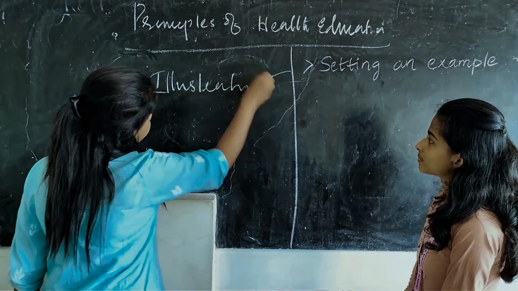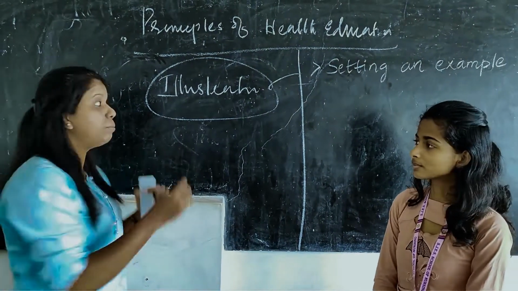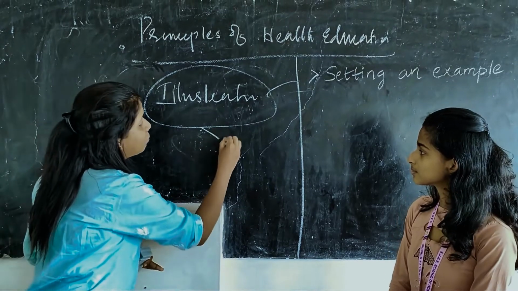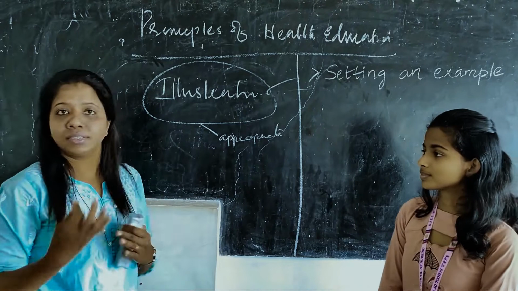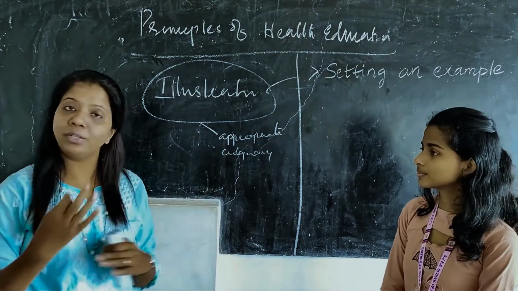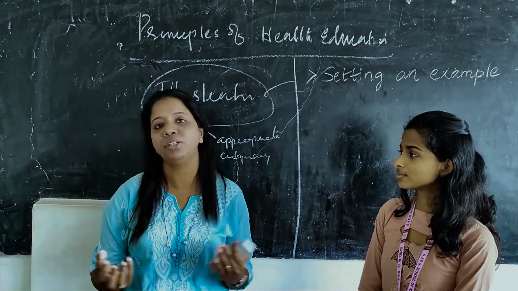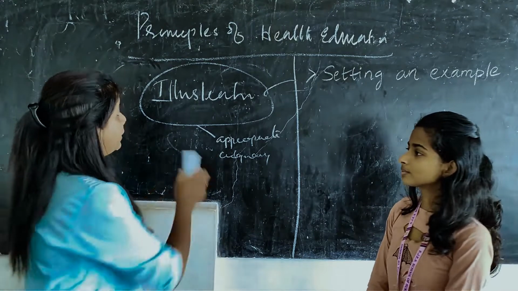This small example is called the principle of illustration. What do you mean by principle of illustration? Setting an example. When you set an example, make sure that you always set an appropriate example. Appropriateness is important, adequacy of examples is important, and you need to explain those examples in the right direction among the audience. So that is the first one, called setting an example. Let's see the next one.